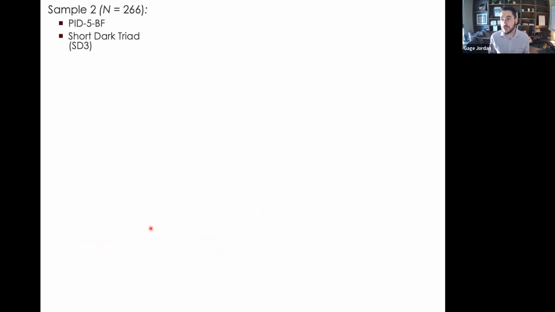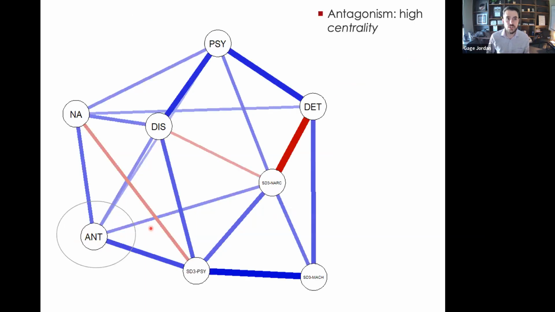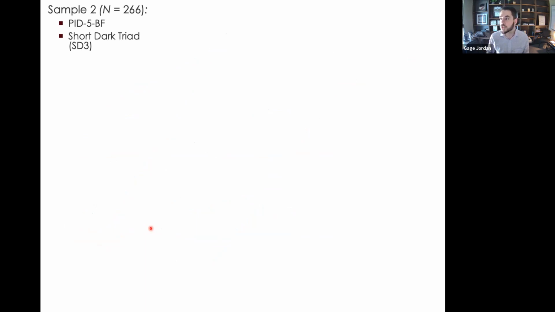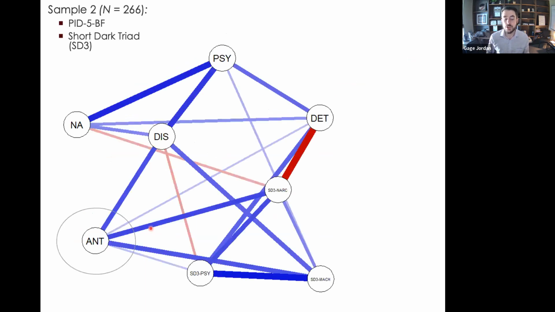Sample 2, using the same measures, just different people. Slightly similar in the sample size, but we see some of the same features here too. Antagonism has a lot of connections. Narcissism, Machiavellianism in this one, a little bit weaker, but still a connection here with psychopathy. Maybe not a connection with negative affectivity, but we see a lot of spread here, right? A lot of positive associations. High levels of antagonism, high levels of disinhibition, narcissism, Machiavellianism, and psychopathy here. So that replicates, right? Same measures, same associations, just a different sample here.